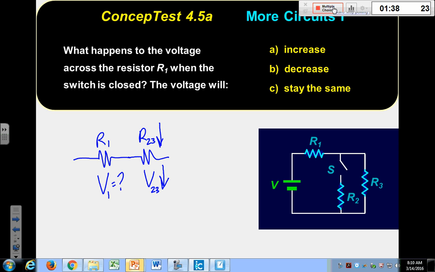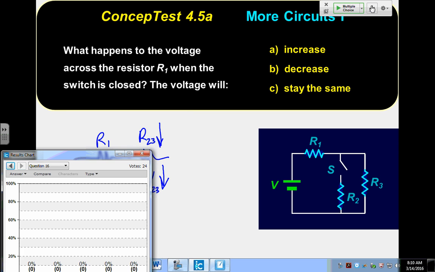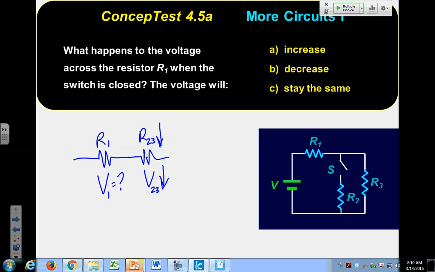Okay, good. A is the right answer. But y'all were sort of all spread out before, with a lot of you actually putting decrease. The equivalent resistance here decreases. That means the overall voltage here decreases. But since the voltages have to add up to equal the total voltage, if this voltage goes down, this voltage has to increase, has to go up. So V1 increases.